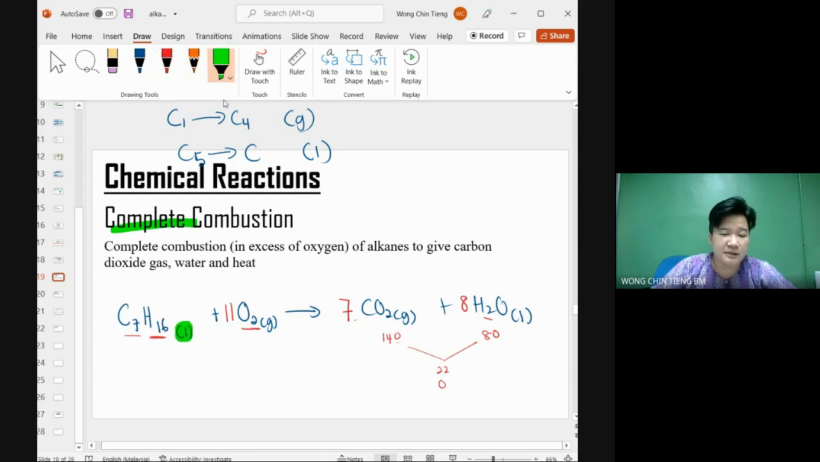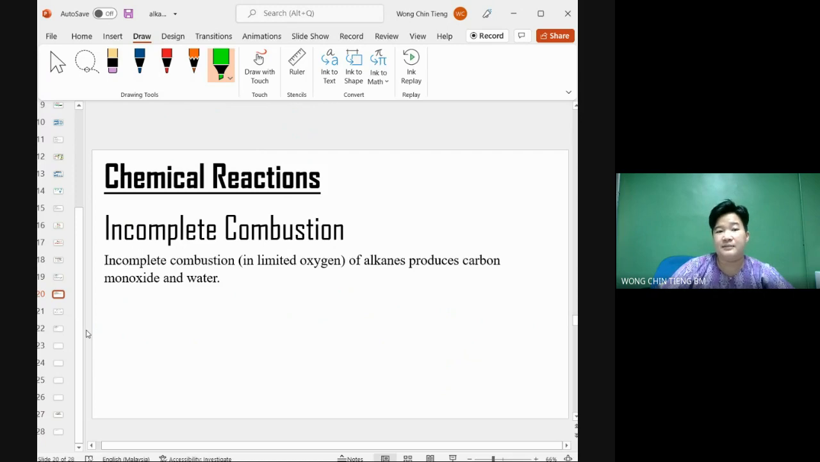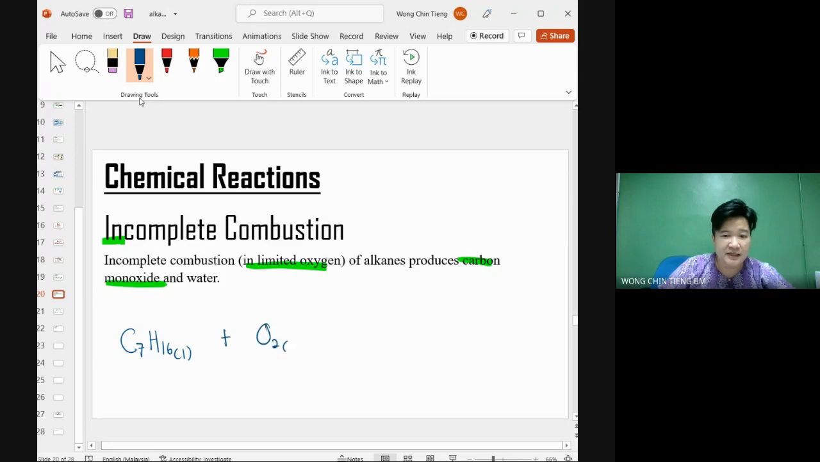Dua benda je nak tunjuk kat sini. Benda pertama adalah make sure you know the phase. Benda kedua adalah make sure you know how to balance. Itu sahaja. Benda yang kamu belajar kat SPM, you should know already what is the difference between complete and incomplete. Incomplete adalah limited oxygen and produce carbon monoxide as you all know. Contoh yang sama, saya nak guna balik C7H16 tadi. Tadi saya akan guna 11 oxygen gas and produce carbon dioxide and water. Right now, I produce carbon monoxide and water.